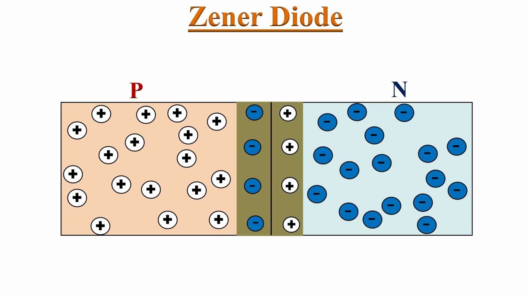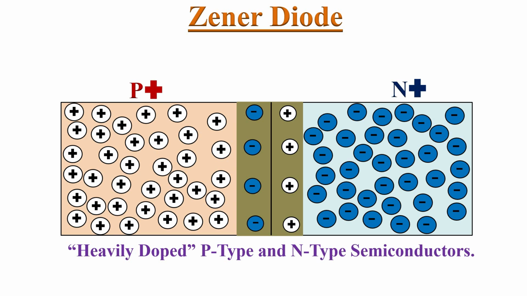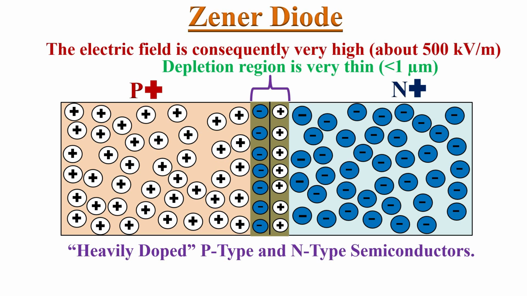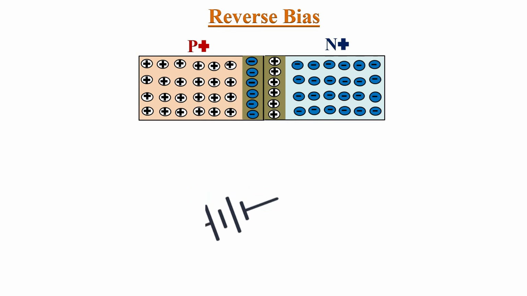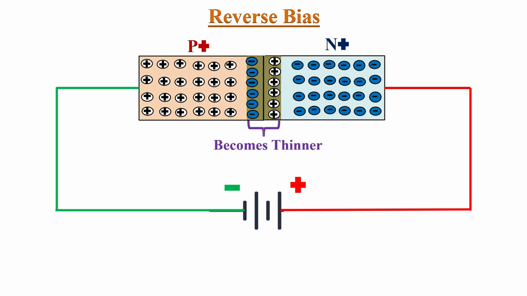The P and N type regions of Zener diodes are heavily doped. So, due to heavily doped semiconductors, the width of the depletion region becomes very thin. And due to this, the built-in electric field inside the depletion region will be much stronger. So, whenever Zener diode is connected in reverse bias, the external electric field gets added with this built-in electric field. Hence the depletion region becomes even thinner.